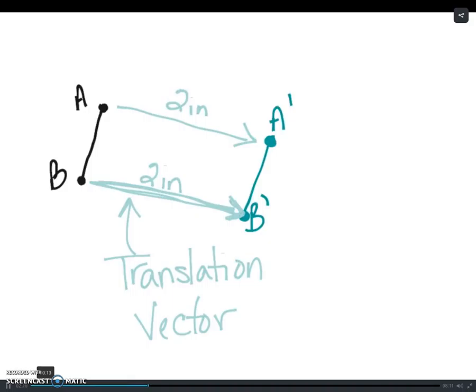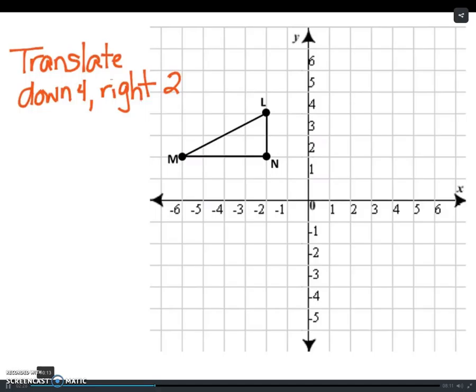So what's more useful for us is a translation on a coordinate plane. So if you have a triangle, like this triangle, LMN, and we want to translate it, there's 2 ways that they might give us instructions to translate this triangle. First, they might give us instructions like this one where it says go down 4 and right 2. So we're going to take each coordinate and we are going to move down 4. I'm going to start at M and count down 1, 2, 3, 4, and to the right 2. And I put my new coordinate.